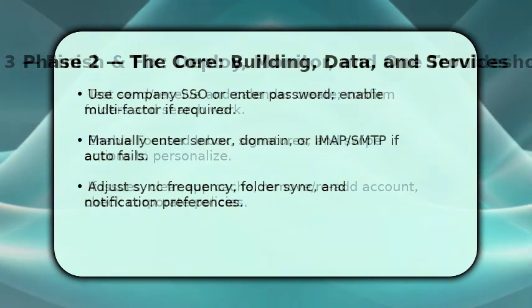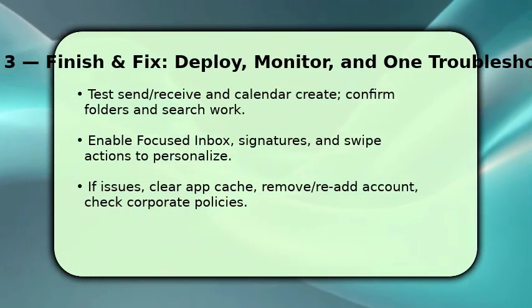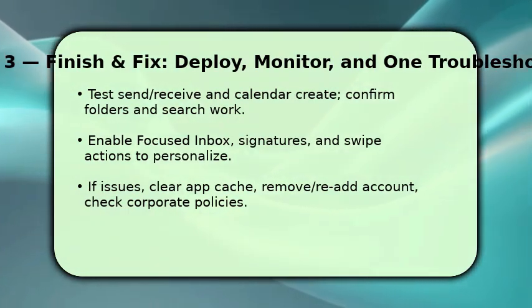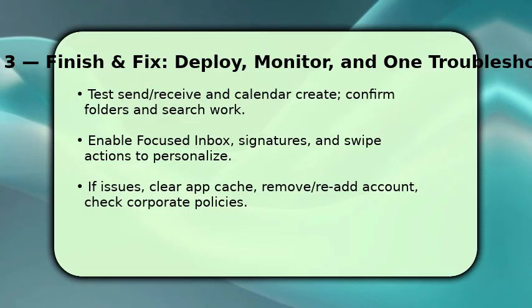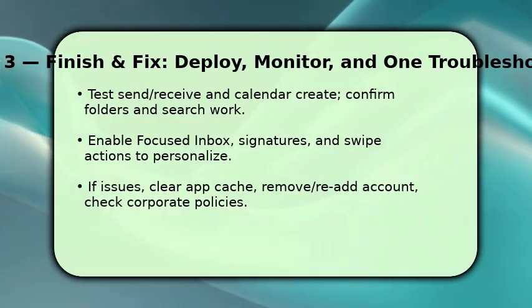Send a test message and create a calendar event. Confirm folders, search, and delegated access behave as expected. Once synced, customize signature and swipe actions so daily tasks are faster.